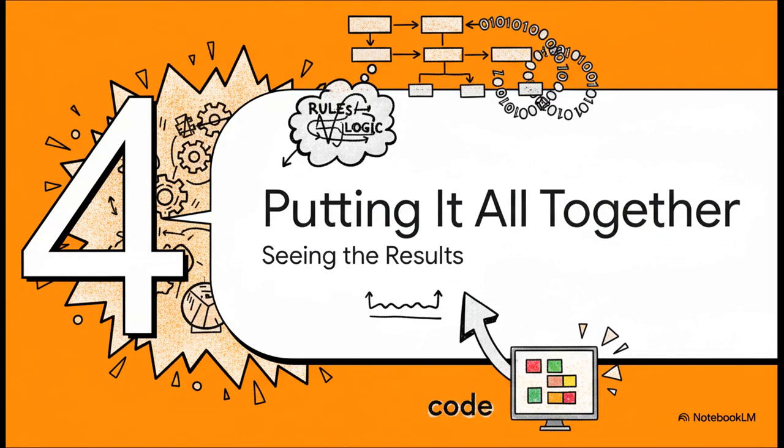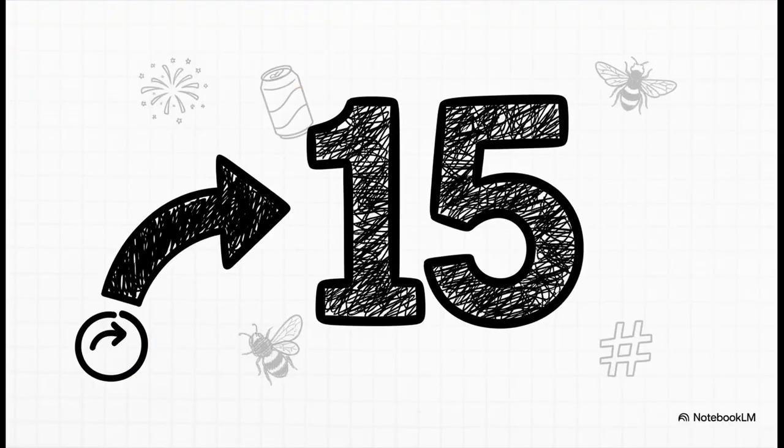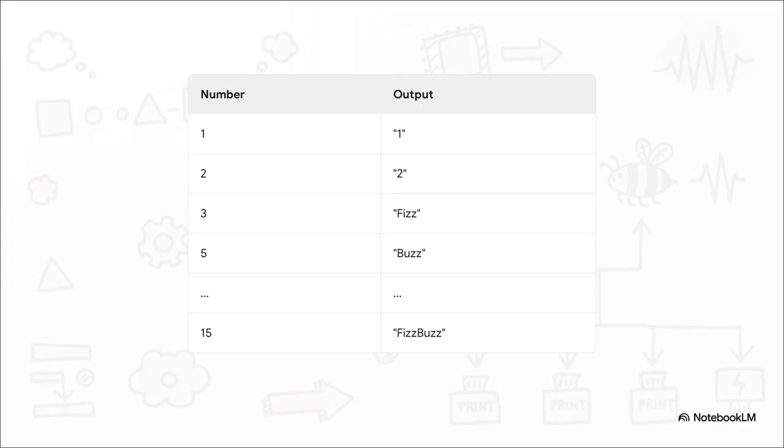All right, moment of truth. We've defined the rules, we've built the logic, and we've written the code. Now, let's put it all together and actually see our creation in action. We're going to use the classic test case, n = 15. And this is the perfect number because it's going to make our code use every single rule that we just created.